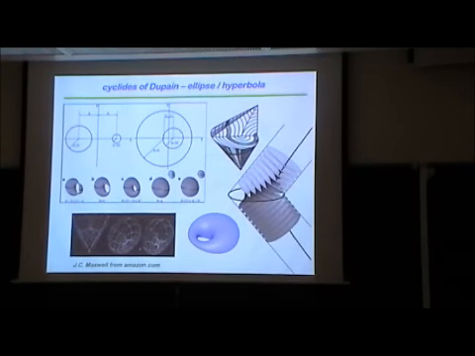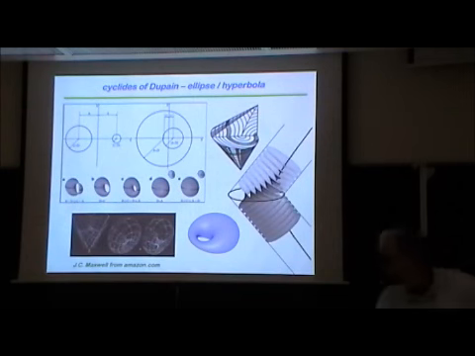Here, in these cyclides, the conical cusp is here. And then you see it in this drawing here. So the conical cusps are along the ellipse, and in this case, the hyperbola. They're along the hyperbola. So that's what shows up in the microscope.